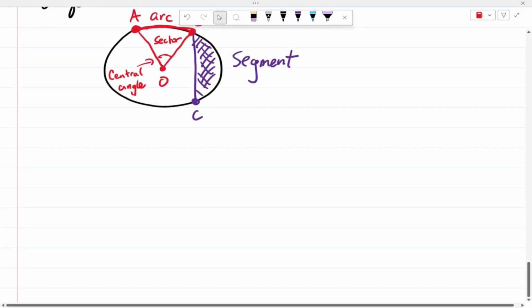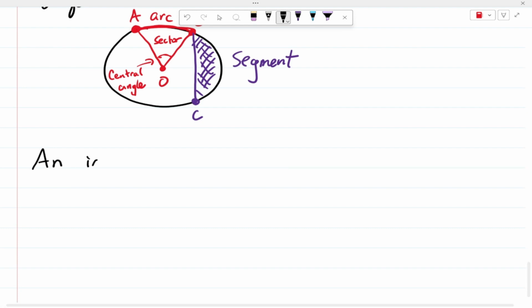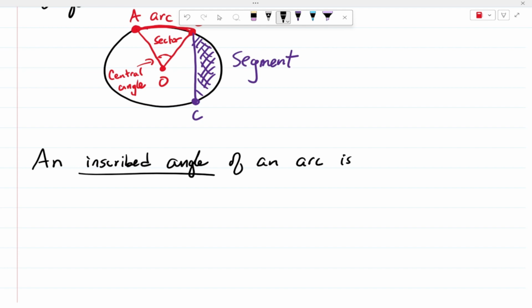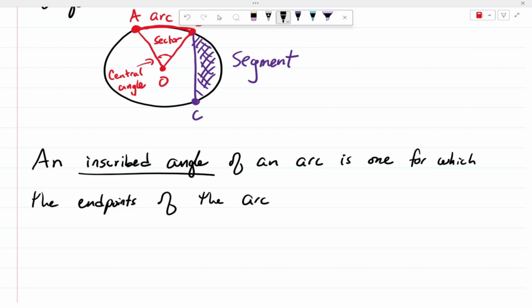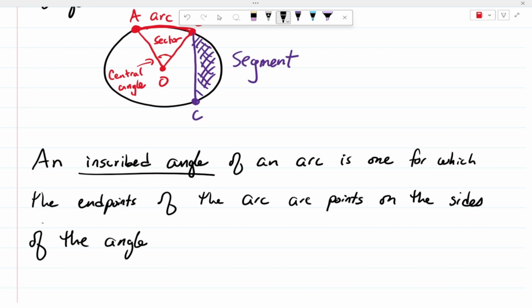Now, we're going to define the inscribed angle. So an inscribed angle of an arc is one for which the endpoints of the arc are points on the sides of the angle, and for which the vertex is a point of the arc.